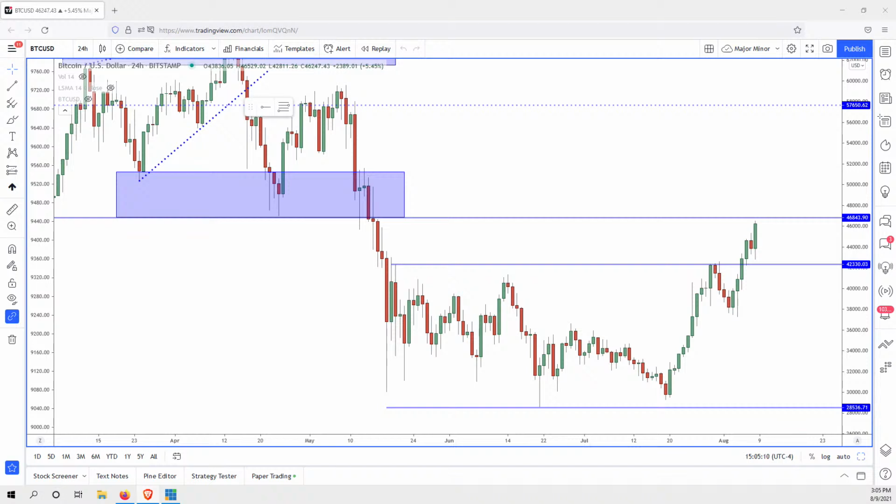On the 12th, we have GDP for the pound. I'm not going to worry too much about that. It's not a big market mover. On the 13th, the Michigan Consumer Sentiment Index, not a big mover. On the 15th, we have GDP for Japan. Like I said, it's a very quiet week as far as scheduled economic news or information goes.